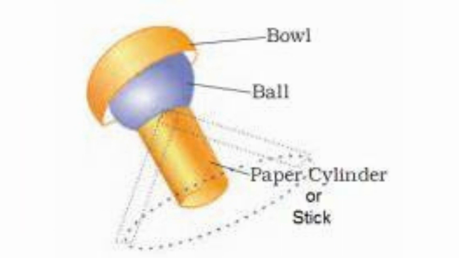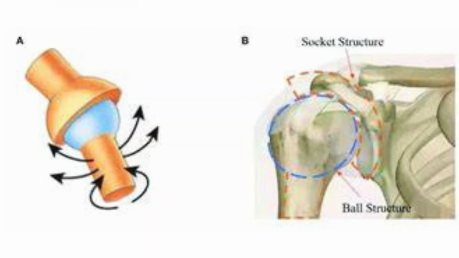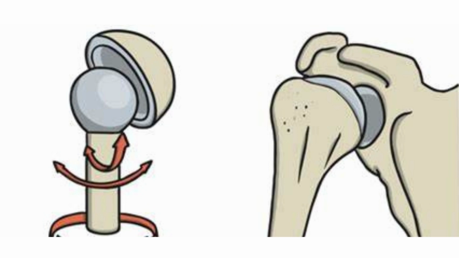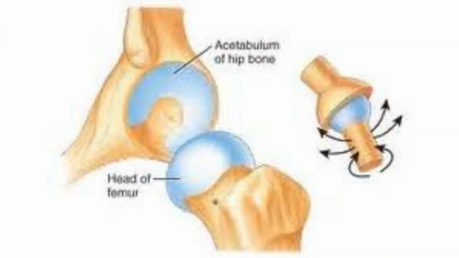Now imagine that the paper cylinder is your arm and the ball is at its end. The bowl is like the part of your shoulder to which the arm is joined. The rounded end of one bone fits into the cavity, the hollow space, of the other bone. Such a joint allows movement in all directions.